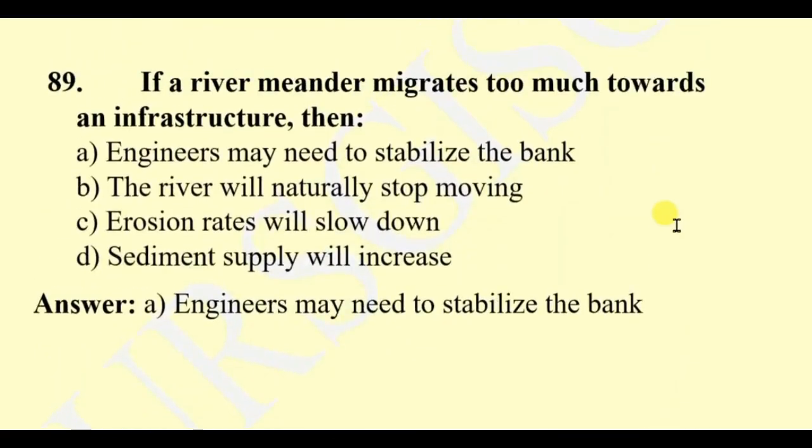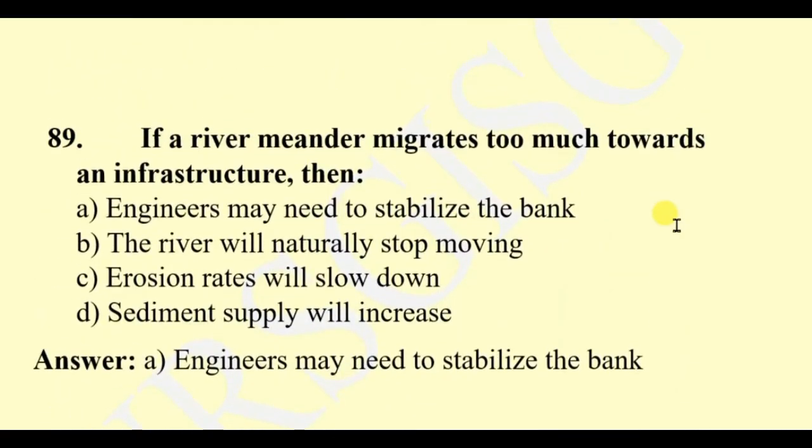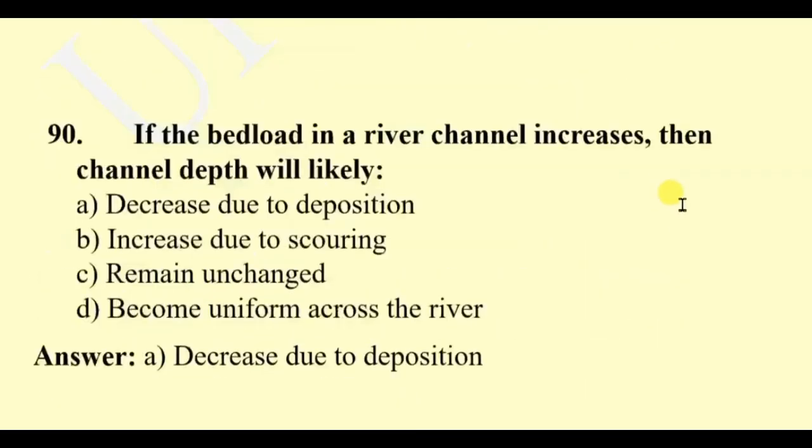Question 89. If a river meander migrates too much towards an infrastructure, then engineers may need to stabilize the bank, the river will naturally stop moving, erosion rates will slow down, or sediment supply will increase. Of course, engineers may need to stabilize the bank because the bank will be at great risk.